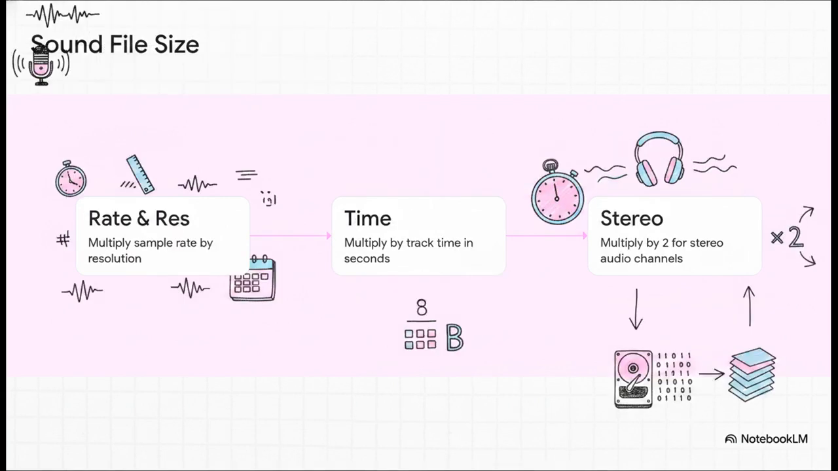For a sound file, the formula is honestly very similar, but we're dealing with time instead of a 2D grid. First, you multiply the sample rate, those samples per second, by the sampling resolution, which is the bits per sample. Then, you multiply that result by the total length of the track in seconds. And here's a crucial detail. If the audio is recorded in stereo, meaning it has two separate audio channels for left and right speakers, you absolutely have to multiply your entire result by 2. Then, to convert that final number into bytes, you just divide by 8, exactly like we did with the image file.